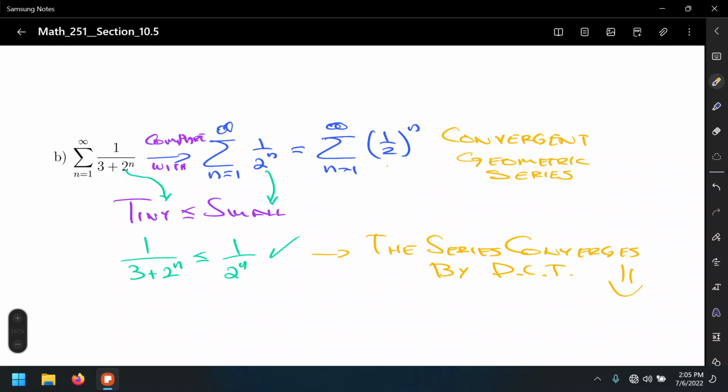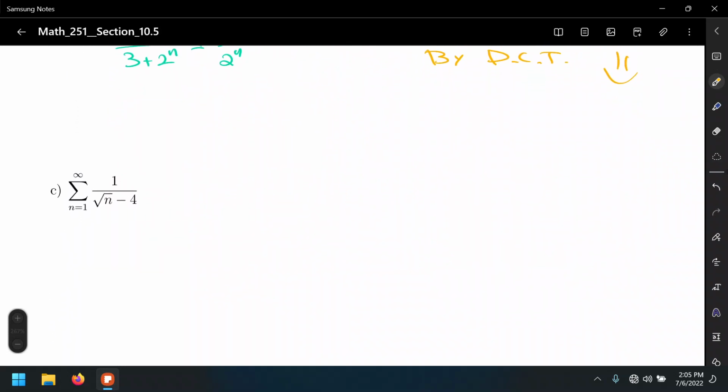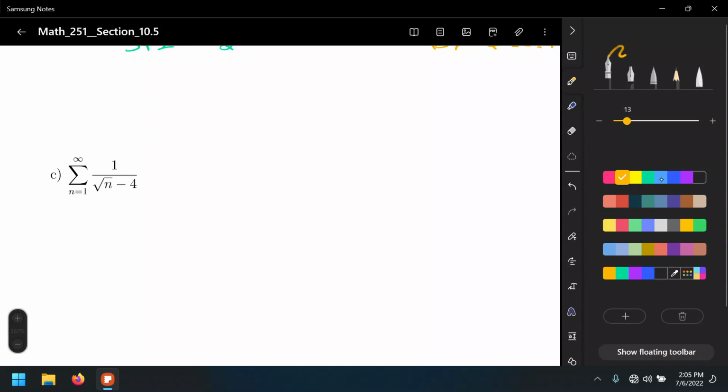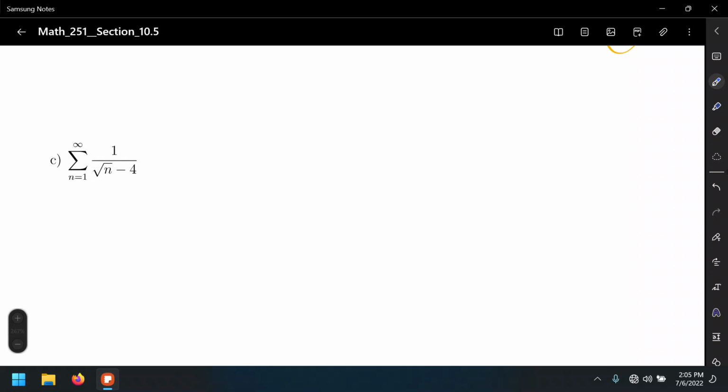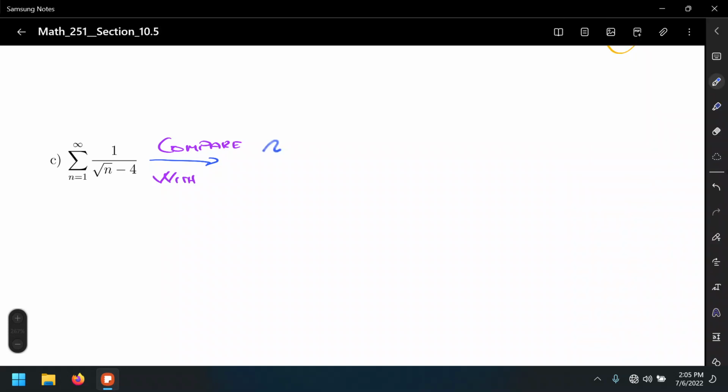Let's do one more. Sigma n equals 1 to infinity of 1 over the square root of n minus 4. Well, number one, again, we could just neglect that negative 4 and compare with the following series. Sigma n equals 1 to infinity, 1 over the square root of n.